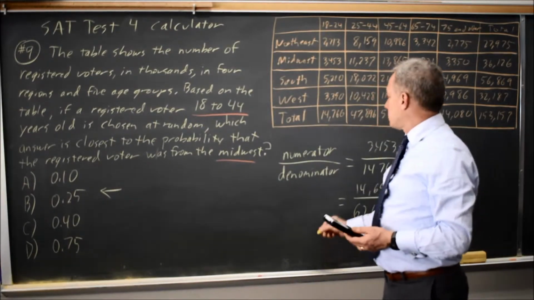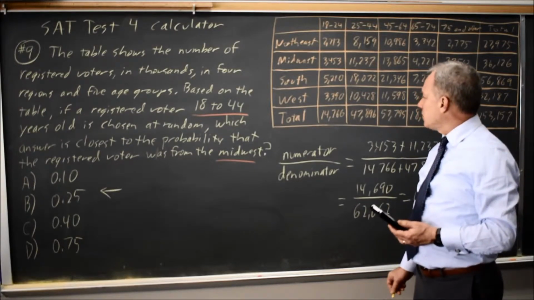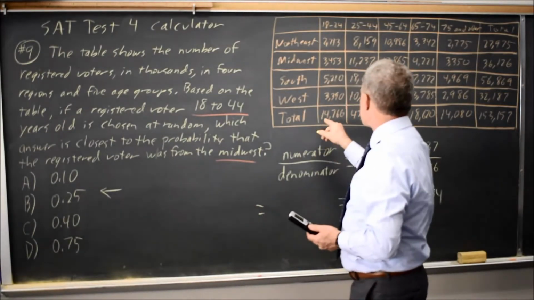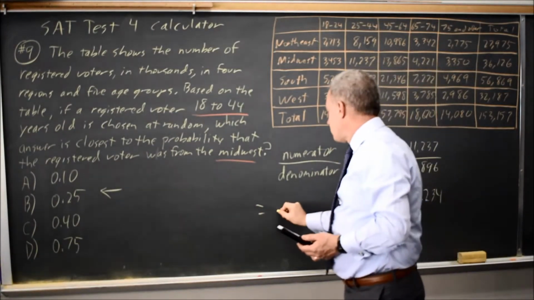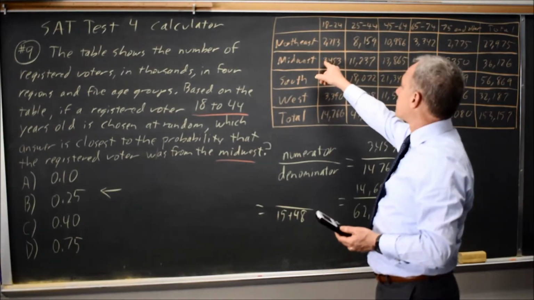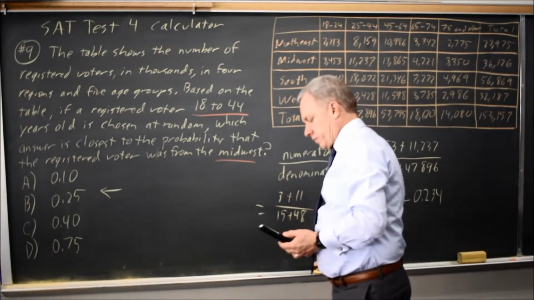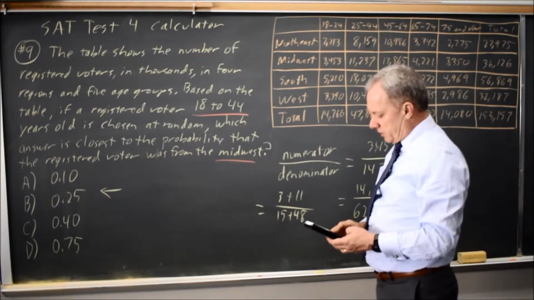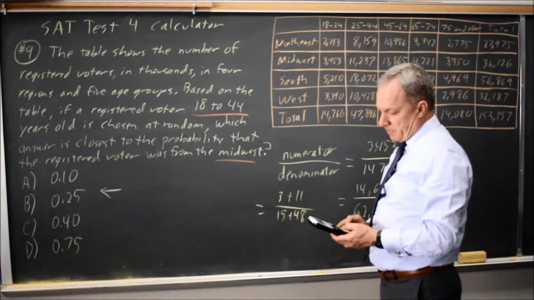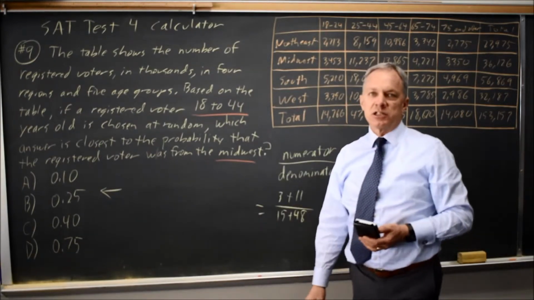If you worry about copying down all those numbers correctly, typing them all correctly, or if you have to do this without a calculator, you can approximate and just take your denominator as 15 plus 48. Ignore the last three digits, and your numerator as 3 plus 11. And that's 3 plus 11 is 14 over 15 plus 48 is 0.22. Again, 0.25 is the closest answer. It's a little easier to enter.